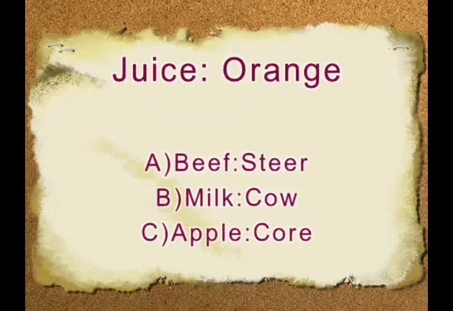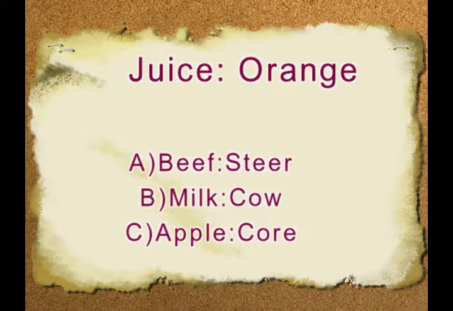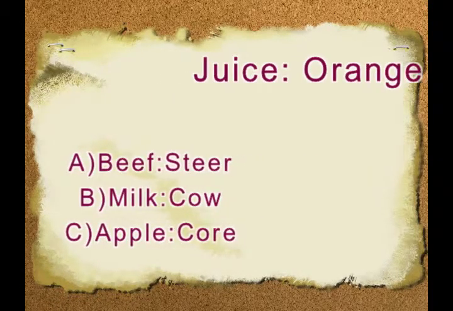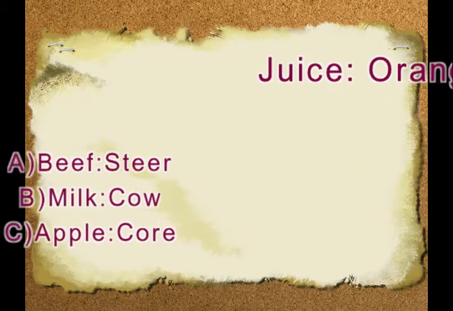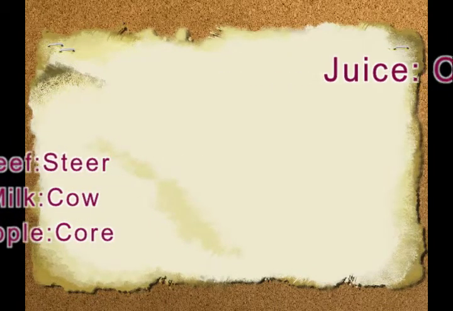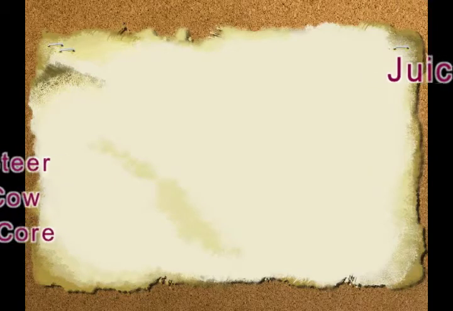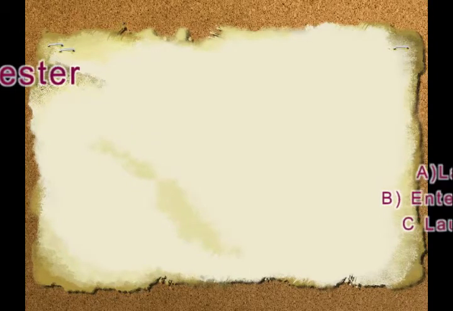You have 10 seconds. 10, 9, 8, 7, 6, 5, 4, 3, 2, 1. And the correct answer for this analogy is B, milk is to cow. B is the correct answer. Question 4 is next. Question 4 for 400 points.